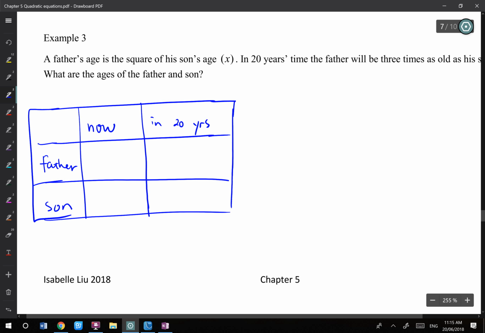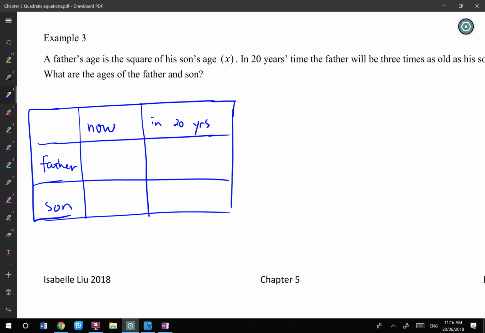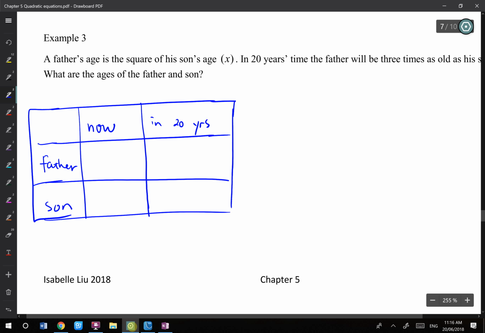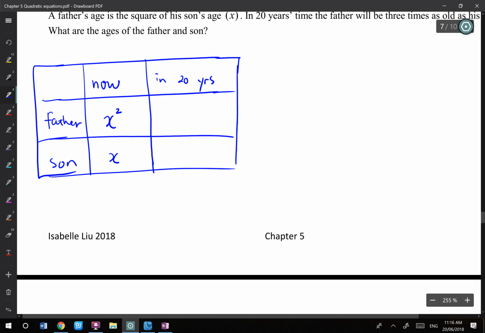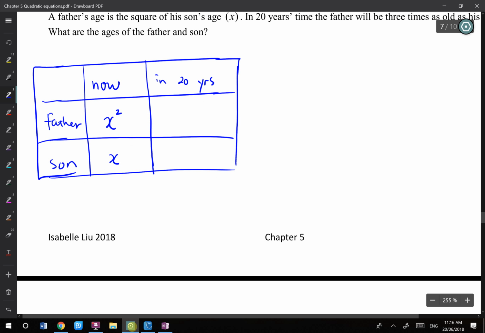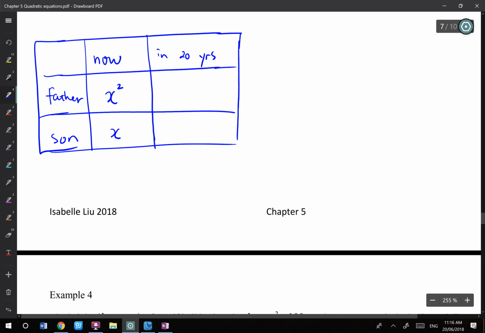A father's age is the square of his son's age, x. So son's age now is x. How can you represent father's age? X squared. Okay. So in 20 years time, don't worry about what's said after that. So in 20 years time, what's the son's age? Can you represent it with x? X plus 20. Yeah, x plus 20. How about the father's age? X squared plus 20. It's just after 20 years, just age plus 20.